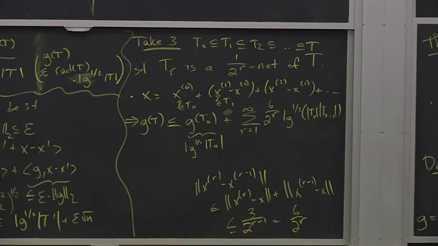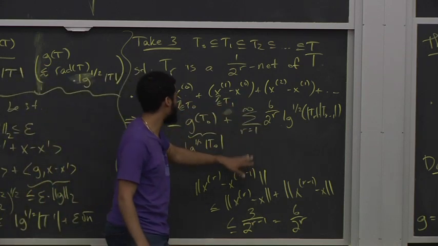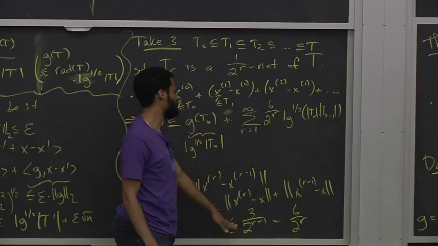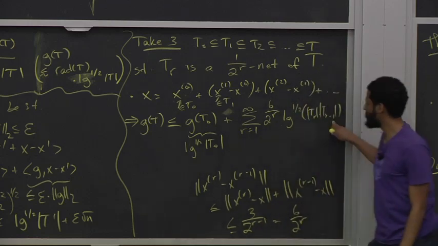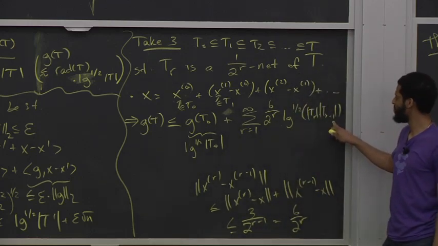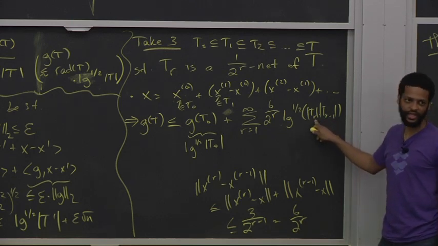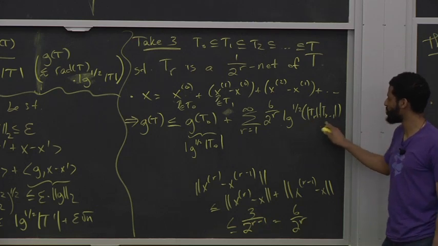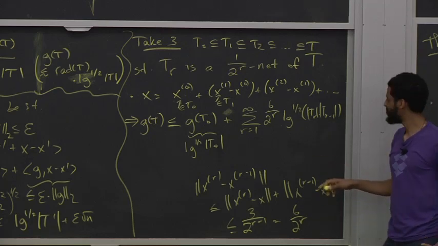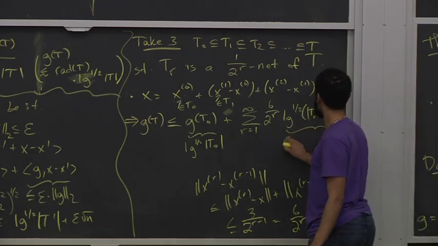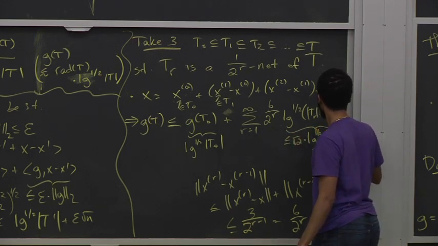So in general, if all the vectors have norm at most alpha, then g of T is at most alpha times root log. And all these vectors here, all these vectors of the form xr minus xr minus 1, have norm at most 6 over 2 to the r. So we can get this. And notice also that the size of a coarser net is smaller than the size of a finer net. So the size of Tr minus 1 is at most the size of Tr. So this thing here is at most the size of Tr squared. But log of something squared is at most twice log. So up to a constant, this thing is at most root 2 times square root log of the size of Tr.